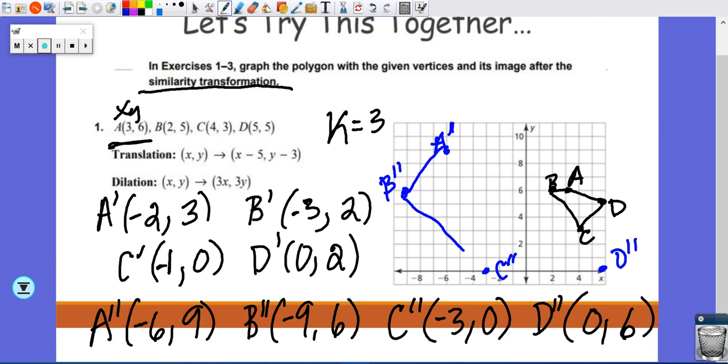So, in this case, here's what happened to that picture. And I got a point wrong somewhere. So, I got B in the wrong spot. These should be the same shape, but different sizes. So, here, this should be 2 and 5. So, that should have been right there. And that's how I knew something didn't quite look right.